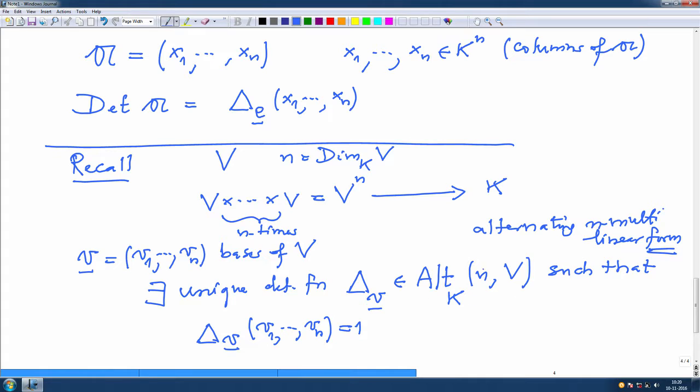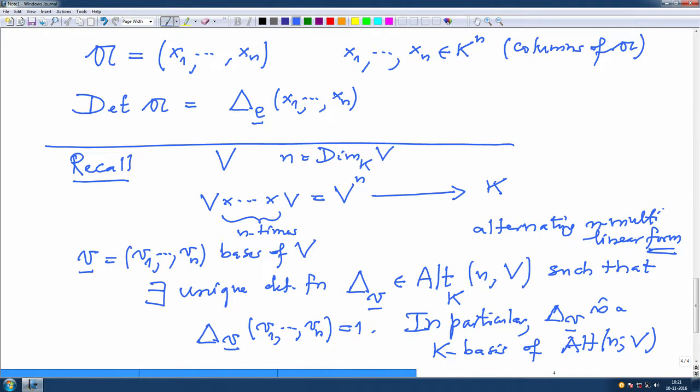As a consequence we have proved that these alternating n linear forms form a vector space of dimension 1, and therefore this delta V, because it is a non-zero element, since on the tuple v1 to vn it is non-zero, is in particular a basis of Alt^n(V).